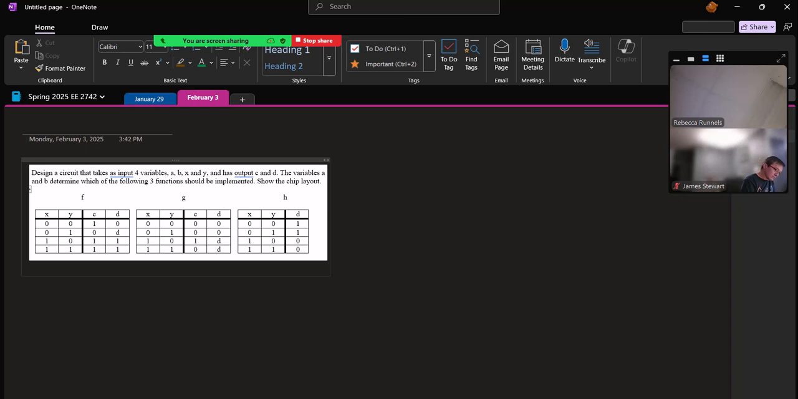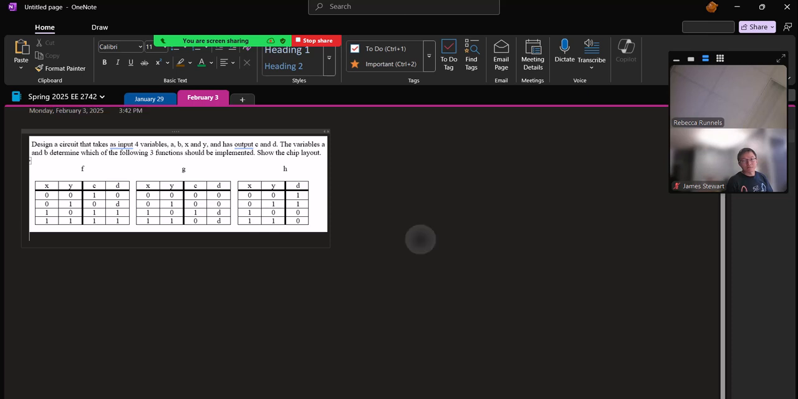Okay, so we want to design a circuit that takes as input 4 variables, A, B, X, and Y. I think for y'all's it's I, J, something and something. It has output C and D. The variables A and B determine which of the following 3 functions should be implemented. And you're supposed to do all the same stuff that you would do at the lab. I just didn't copy all of that. So it's all the same stuff that the lab tells you to do. Basically to design the circuit, minimize it, and figure out what the chips are going to be.